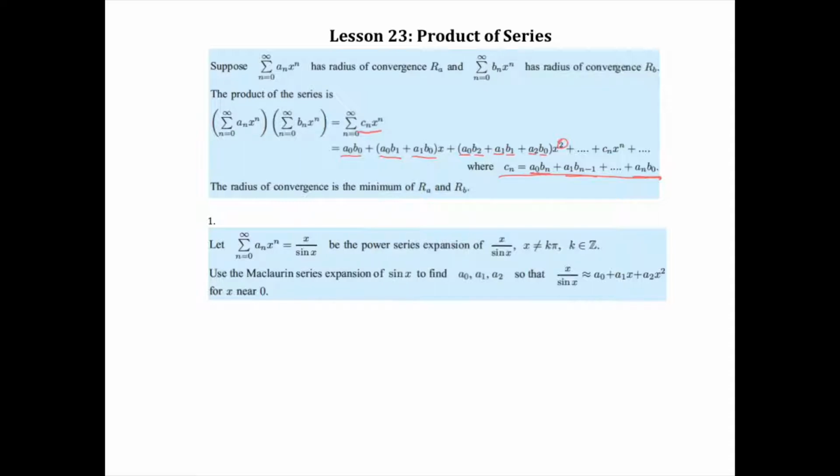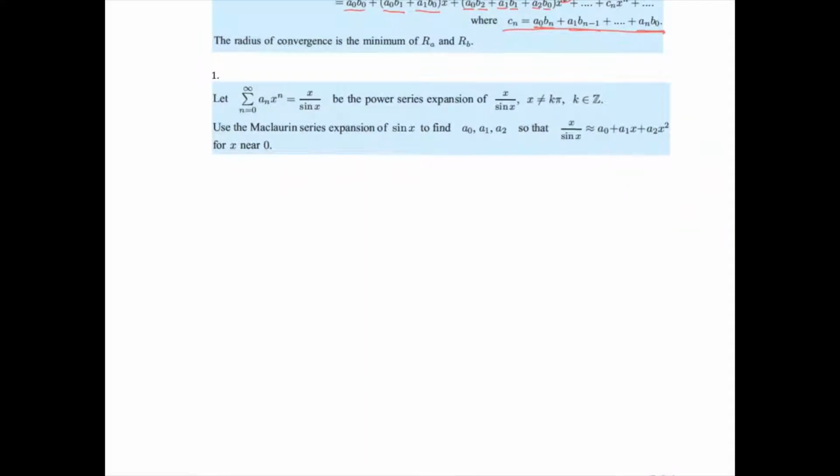Okay, so let's have a look at the first question. Let the sum from n equals 0 to infinity of a_n x^n equal x over sine x be the power series expansion of x over sine x, where x does not equal a multiple of k pi, because otherwise sine x would be 0 and it'd be undefined, and k is in the natural numbers. Use the Maclaurin series expansion of sine x to find a_0, a_1, and a_2, just up to a_2, so we only care about degree 2.